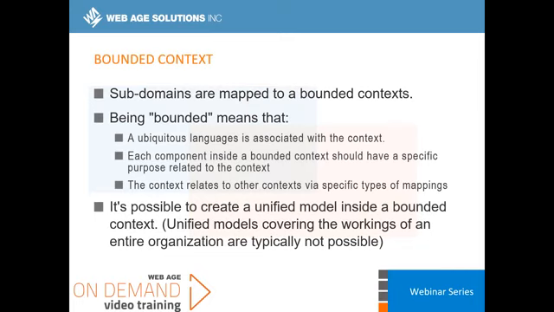So within a bounded context, I'm going to have multiple kinds of components. We'll talk about each of the various kinds when we start talking about the tactical design, because we're still on the strategic side of domain-driven design. But whatever's inside that bounded context needs to have a specific purpose related to the context.